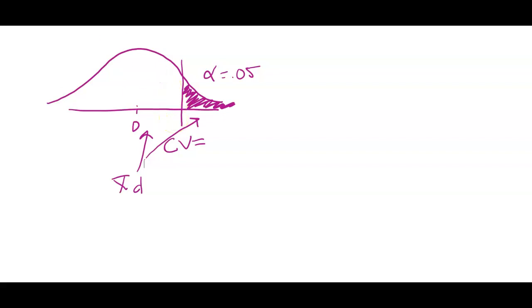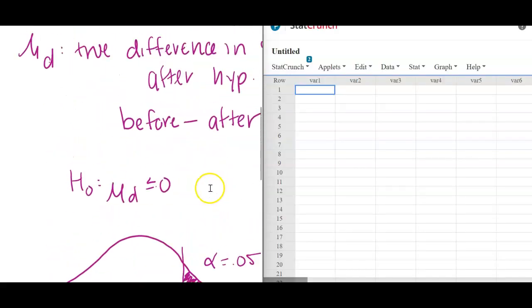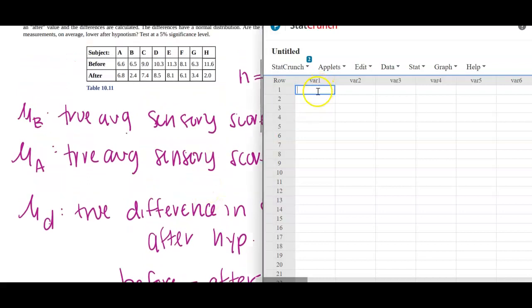Okay, now I'm going to split screen. Let me get that set up. And let's go ahead and input this data into our variable 1. So we want all the before scores to go into column 1. So that's a little bit tricky. I need row 1 to go into column 1, so I need to transpose that, if you will. Okay, and then all of the after scores are going to go in variable 2.